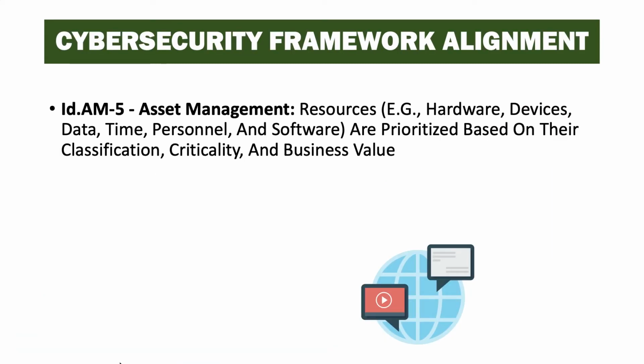This aligns with the cybersecurity framework, ID.AM-5, asset management task. That's resources, including hardware, devices, data, time, personnel, and software, are prioritized based on their classification, criticality, and business values. And that's what we're going to do in this task for information systems. For the standard RMF framework, we're going to place systems into one of three categories. That's high, moderate, or low. That allows us to prioritize the systems and place more emphasis on those systems that have high impact than those systems that have moderate or low.